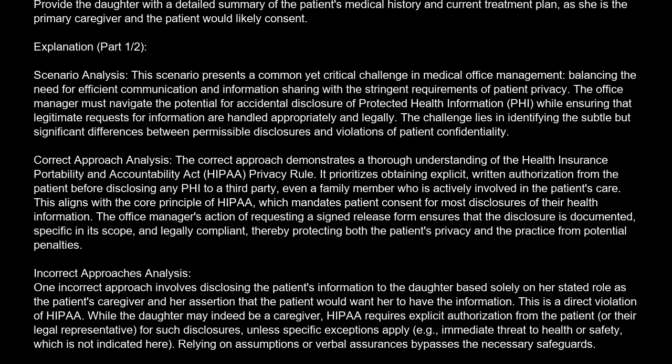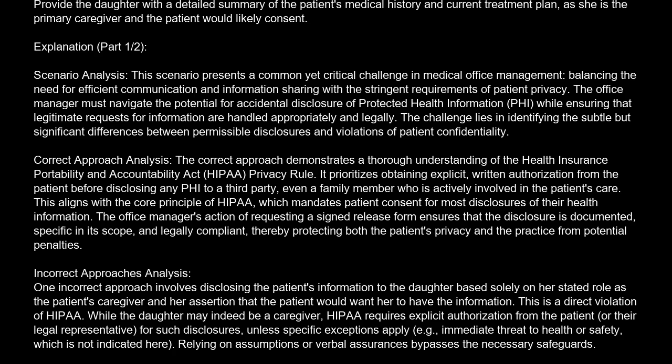Correct approach analysis. The correct approach demonstrates a thorough understanding of the Health Insurance Portability and Accountability Act, HIPAA, privacy rule. It prioritizes obtaining explicit written authorization from the patient before disclosing any PHI to a third party, even a family member who is actively involved in the patient's care. This aligns with the core principle of HIPAA, which mandates patient consent for most disclosures of their health information. The office manager's action of requesting a signed release form ensures that the disclosure is documented, specific in its scope, and legally compliant, thereby protecting both the patient's privacy and the practice from potential penalties.